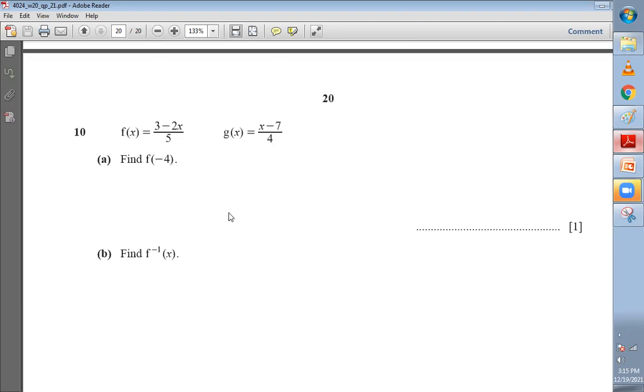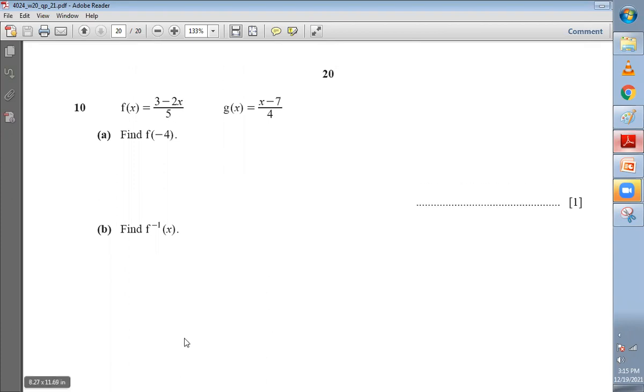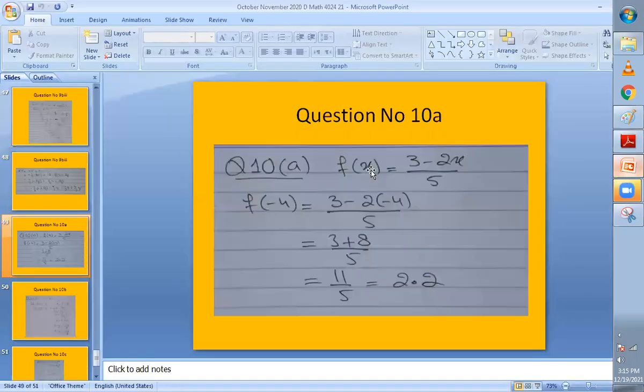Okay, so dear students, we are moving to the next question, and the next question is on the functions. That's question number 10. It says f of x is 3 minus 2x divided by 5, g of x is equal to x minus 7 divided by 4. The first part they're asking is f of minus 4. So in this formula, f of x, substitute minus 4 in the place of x and find the value. Let me show you.